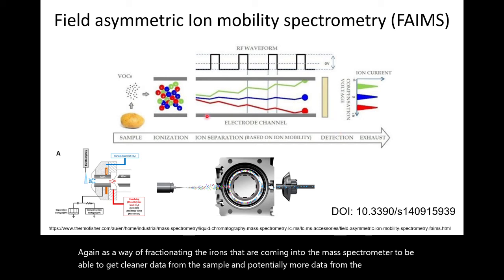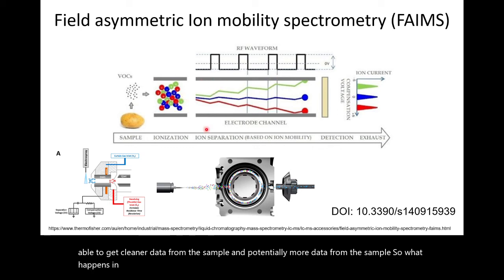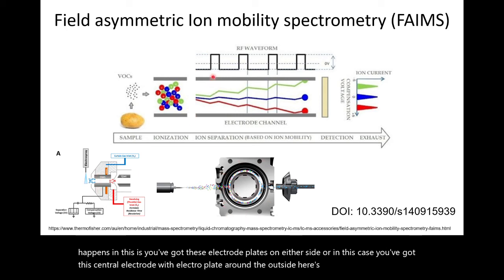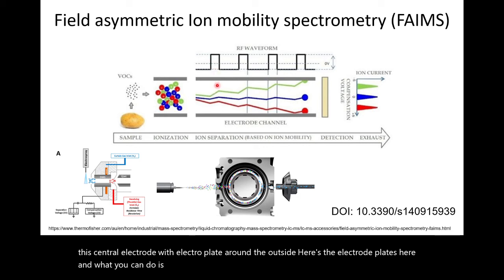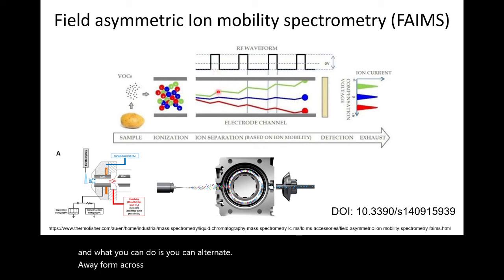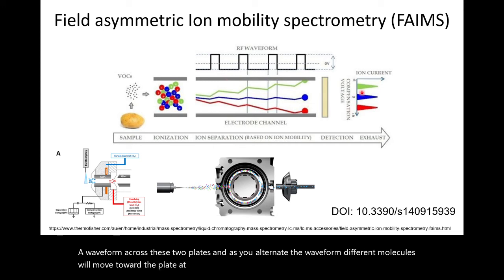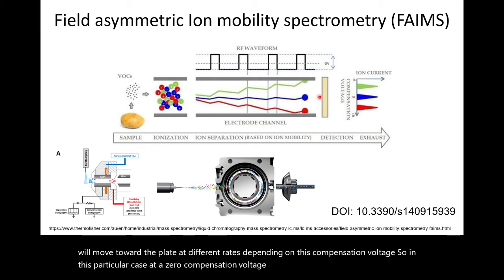What happens in this is you've got these electrode plates on either side, or in this case, you've got this central electrode with an electrode plate around the outside. Here's the electrode plates here. And what you can do is alternate a waveform across these two plates. As you alternate the waveform, different molecules will move toward the plate at different rates, depending on this compensation voltage. So in this particular case, at a zero compensation voltage, the blue ion will travel through, whereas the others have unstable trajectories and they won't exit the cell.